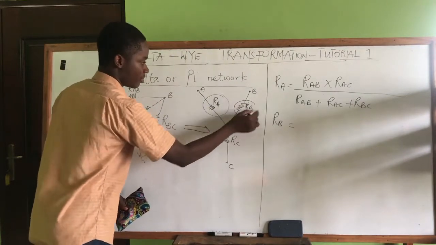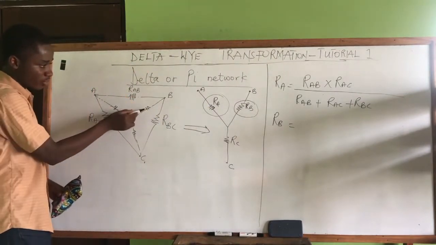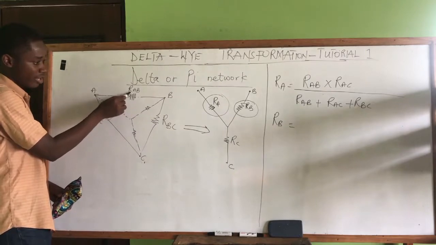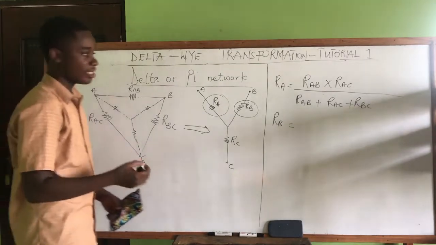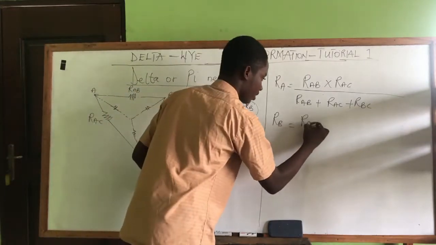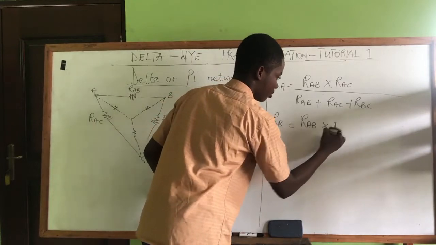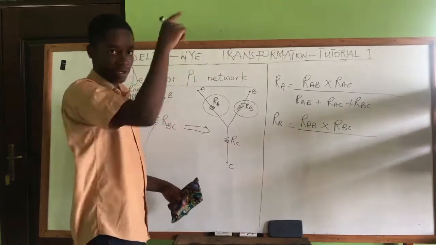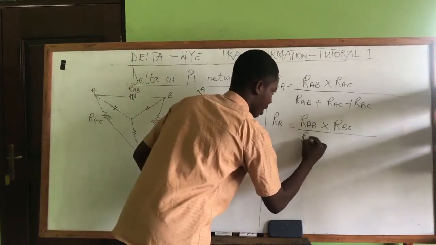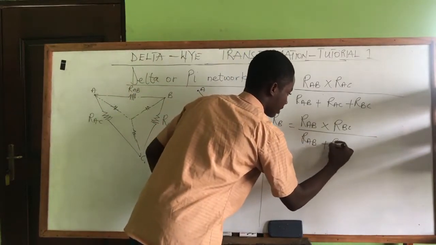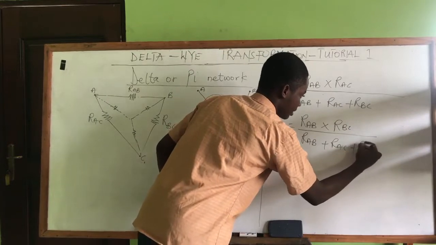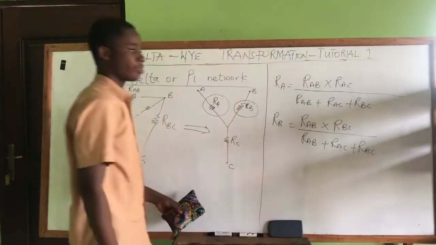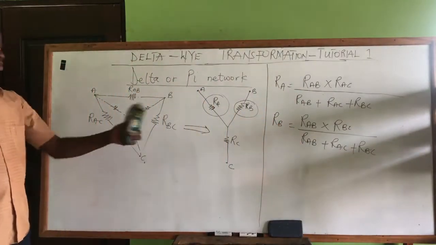The same thing applies to the other two Y network values. That is RB. So as your RB is lying between which two delta values? RAB and RBC. So let's multiply them. RAB times RBC over the summation of the delta values, RAB plus RAC plus RBC. That's how you calculate your RB.